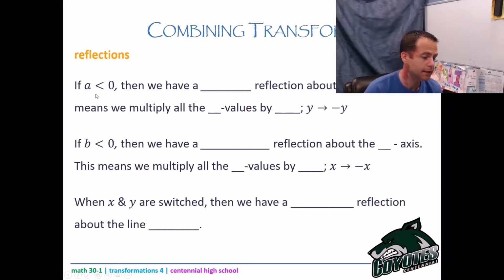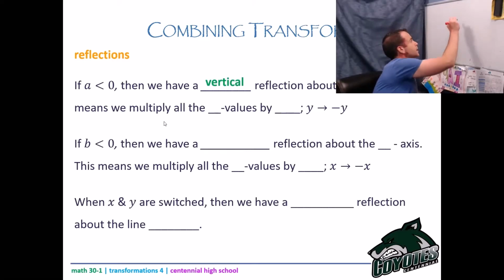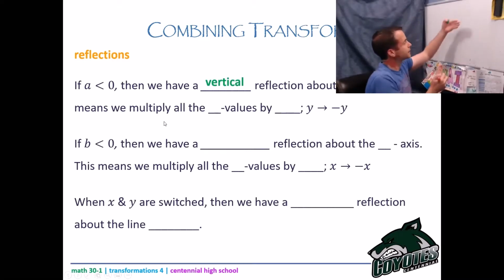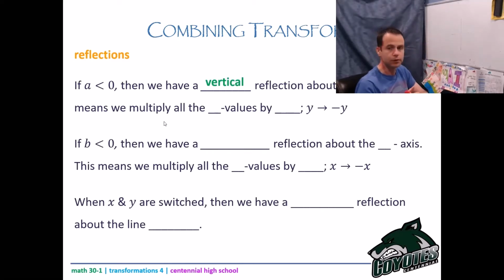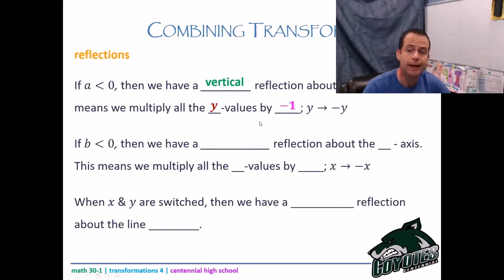So if a is less than 0, we're essentially saying if a is negative, then we have a vertical reflection about the x-axis. A reminder, always keep that visual in your head. If I'm going about the x-axis, I'm flipping, okay? I'm flipping down like that. So that's where the vertical reflection comes from. This means we multiply all our y values by -1, or you could also look at that as y gets replaced with -y. Okay, we've kind of used that terminology as we've gone through things as well.